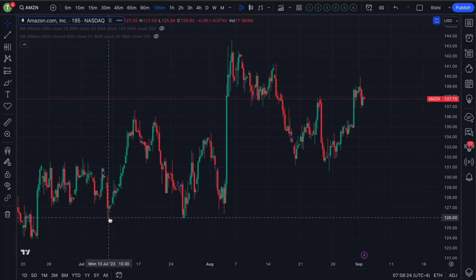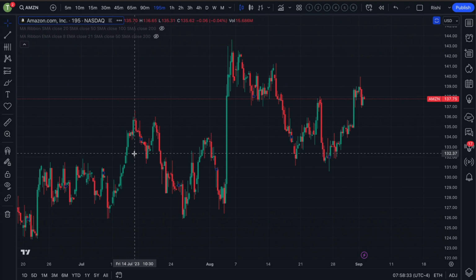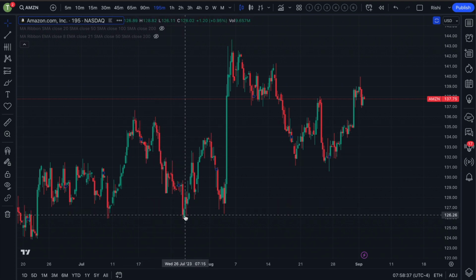So here we can see that the price was consolidating in this tight range until it ended up pivoting around $126. The price aggressively moved upwards and then eventually ended up coming back down and pivoted upwards again at that same level. This is what gave us confirmation to create a potential support level.